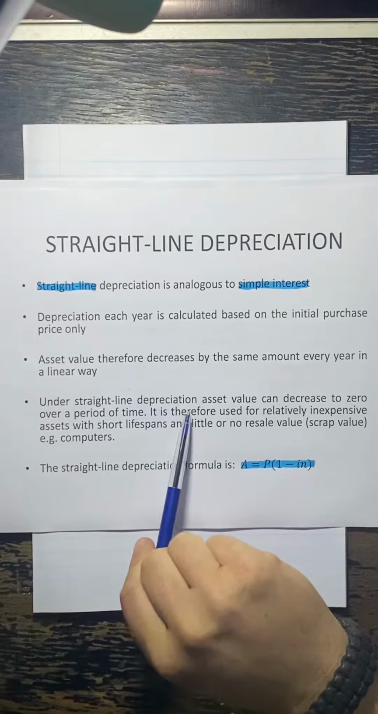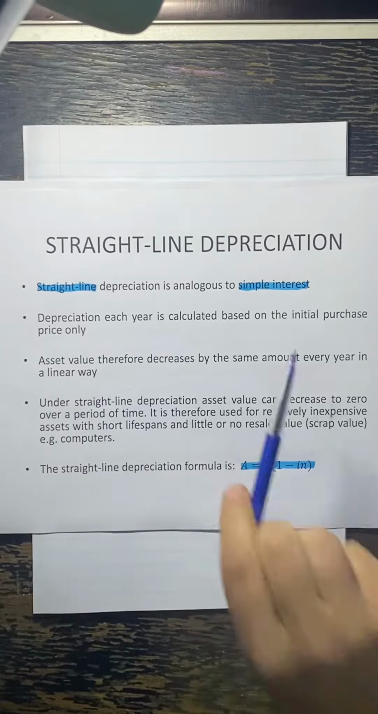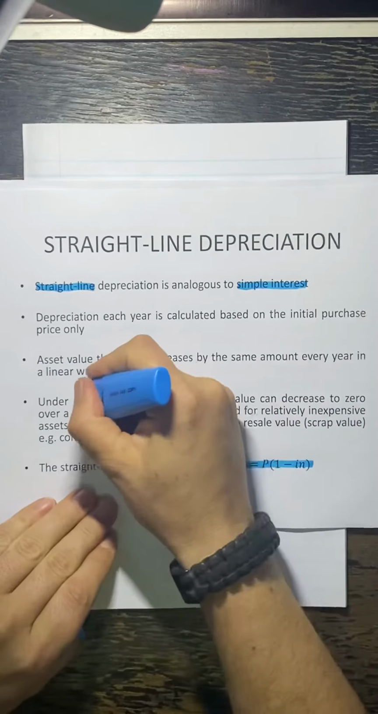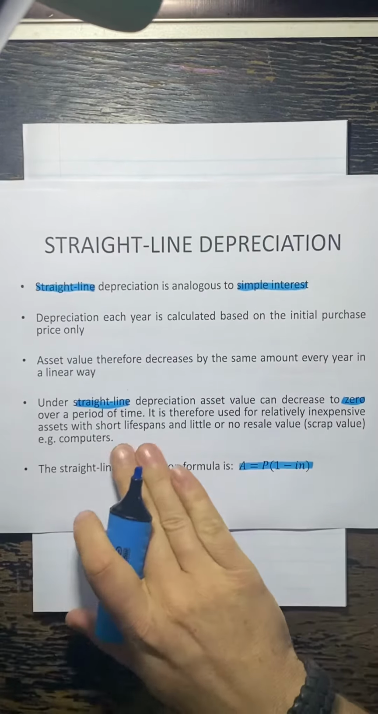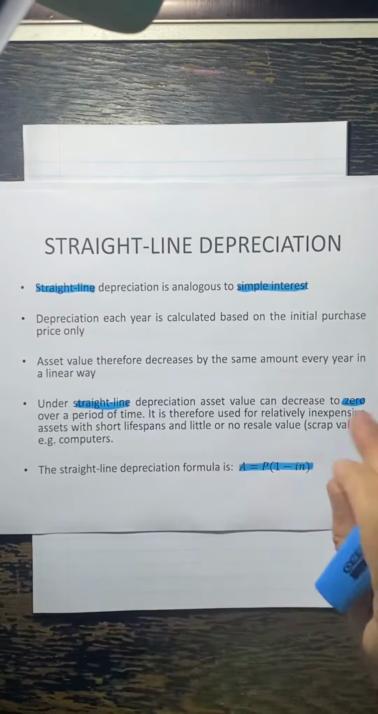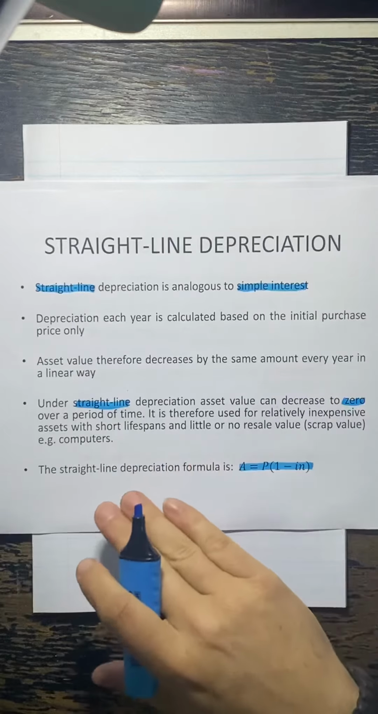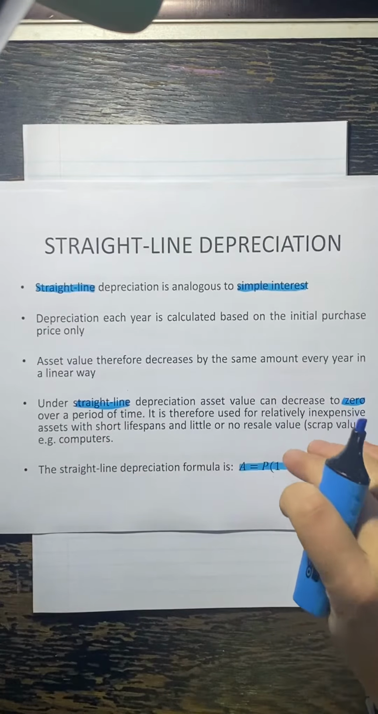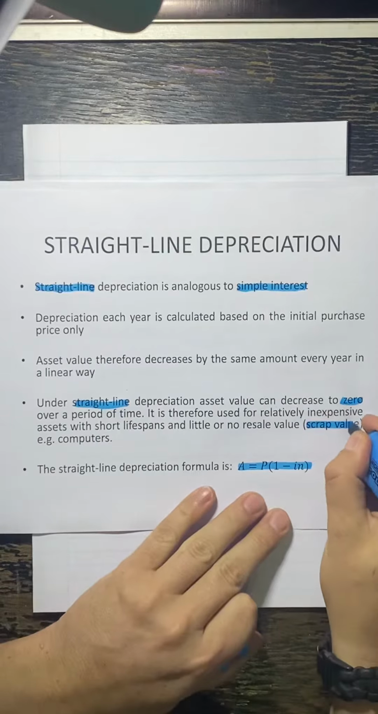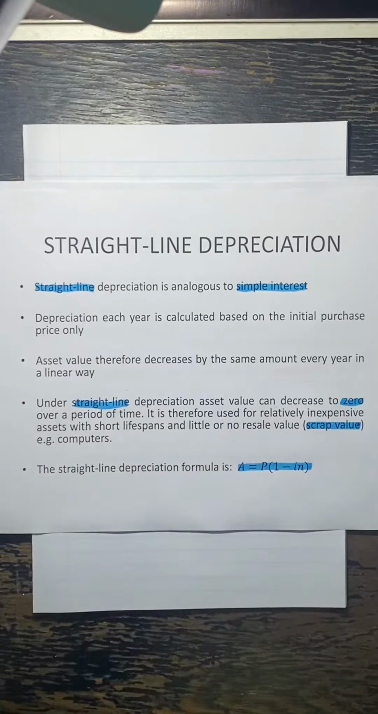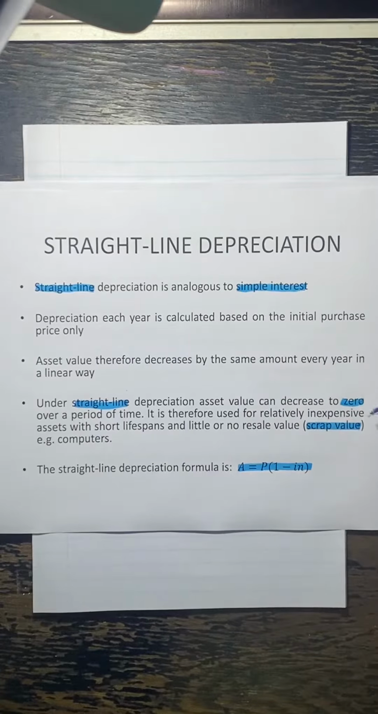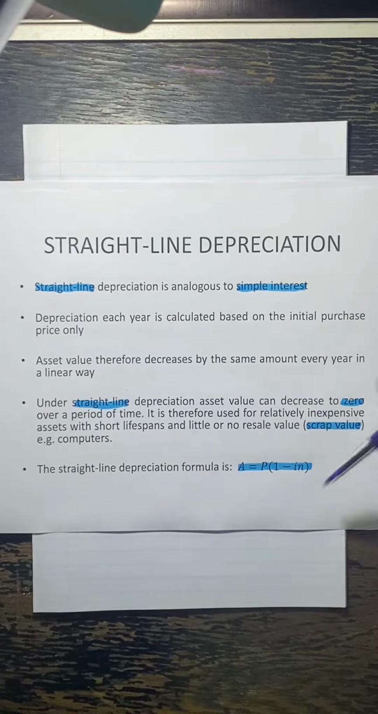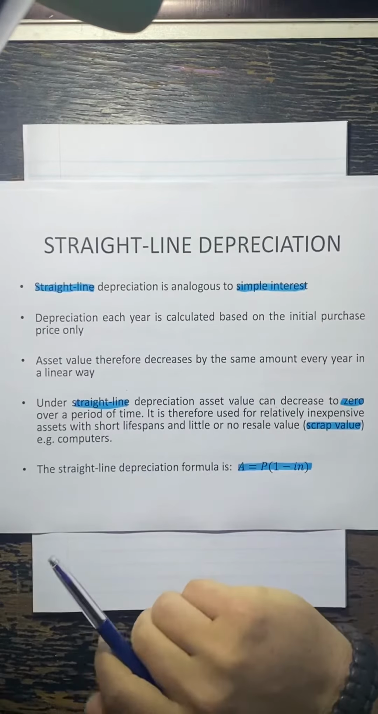Under straight line depreciation, asset value can decrease to zero. Please highlight that. So straight line can decrease to a value of zero over a period of time. It is therefore used for relatively inexpensive assets with short lifespans and little or no resale value. Scrap value: if a question mentions scrap value, you know you're going to be using straight line depreciation and your final answer will be zero. The accumulated amount will be zero. We'll see this in a second with an example.